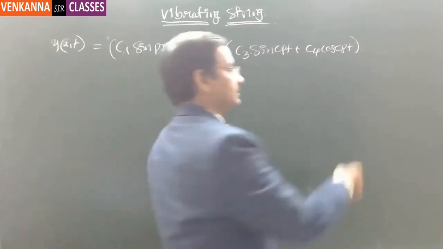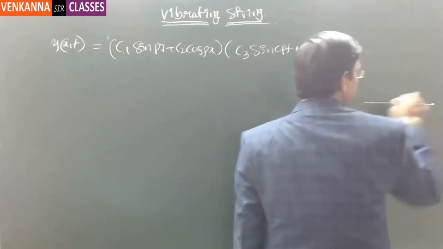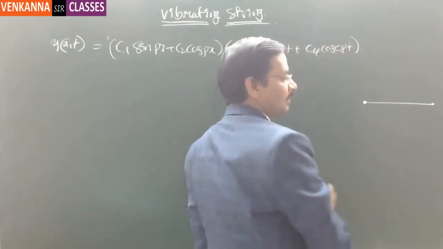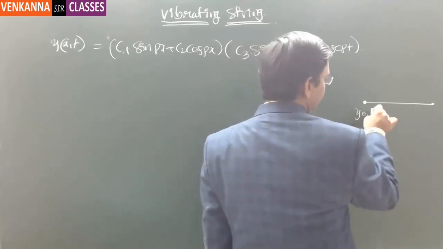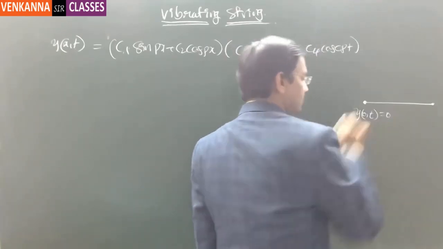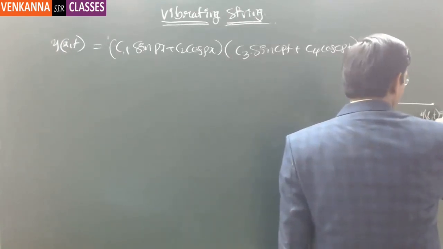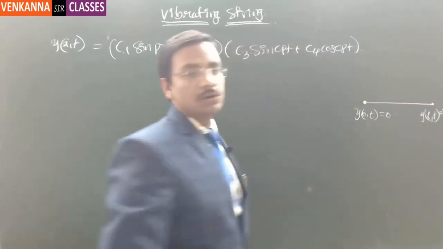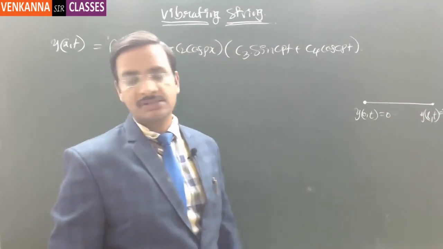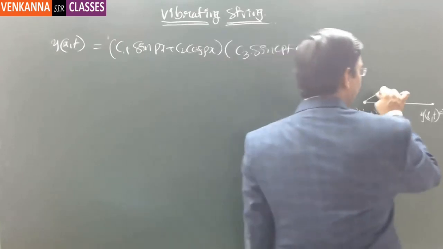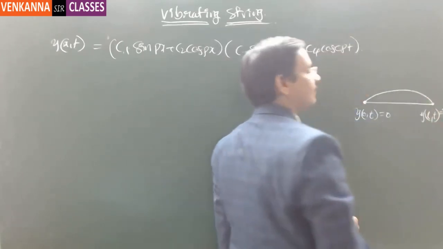And the string initially was tied like this, and at this point there is no displacement, whatever may be the time. That is, y of 0 comma t always comes out to be 0, and y of L comma t also comes out to be 0, because this won't move under any circumstances, because these two are tied up. Got it? And then the initial displacement is given in a certain equation format.